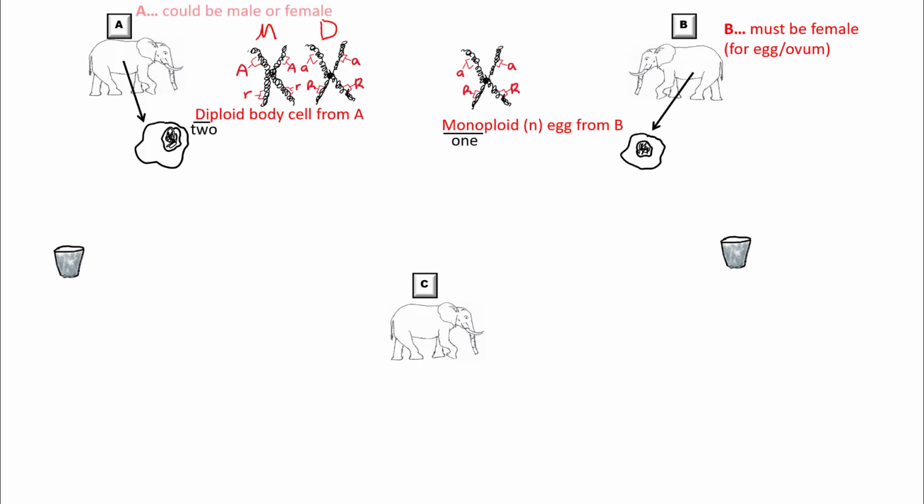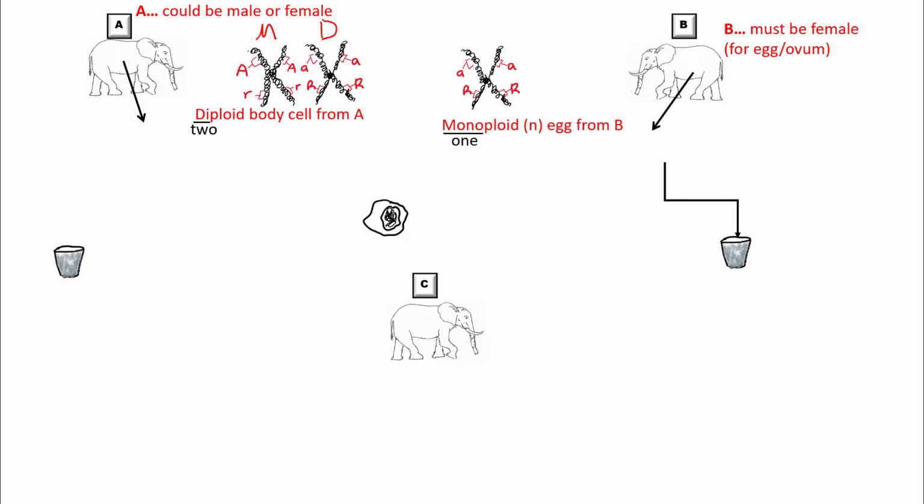Elephant A could be male or female. Doesn't matter. We're making a clone of it. We have all its DNA. Doesn't matter. We're going to use the empty egg cell from B, and we're going to use the diploid nucleus, the full complement of chromosomes from A. That means that empty diploid cell is going to go in the garbage. That monoploid nucleus from the egg cell, garbage.